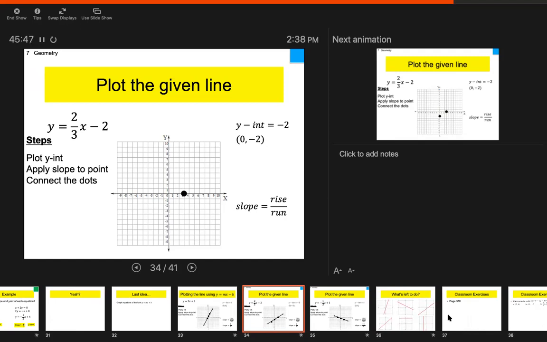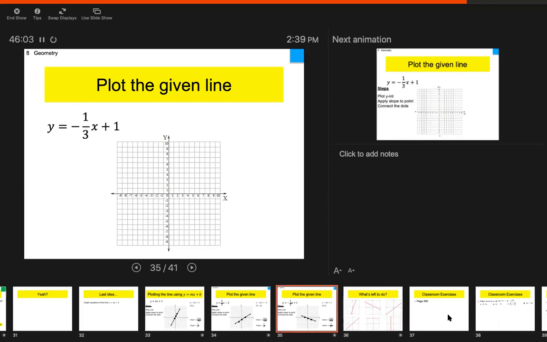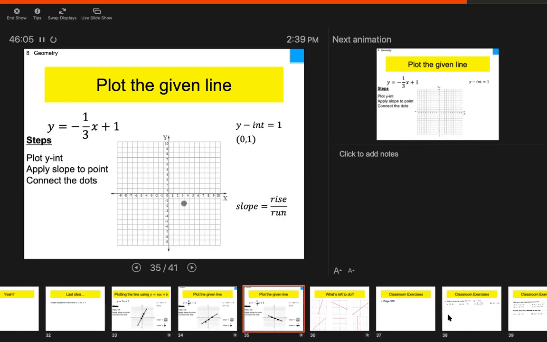Did I do the animation in order here? Yes, I did. Why is my animation out of order? So the correct way to do it is the y-intercept first, which is at negative 2, right? Right there. And then the slope is up 2 over 3. Go in the opposite direction, down to left 3. Boom. And no, we won't do that last one.